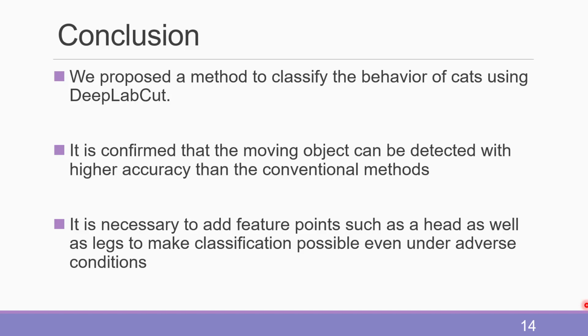However, for actual home use, adverse conditions must be taken into account, such as parts of the body being obscured by furniture. Therefore, it is necessary to add feature points such as a head as well as legs to make classification possible even under adverse conditions.